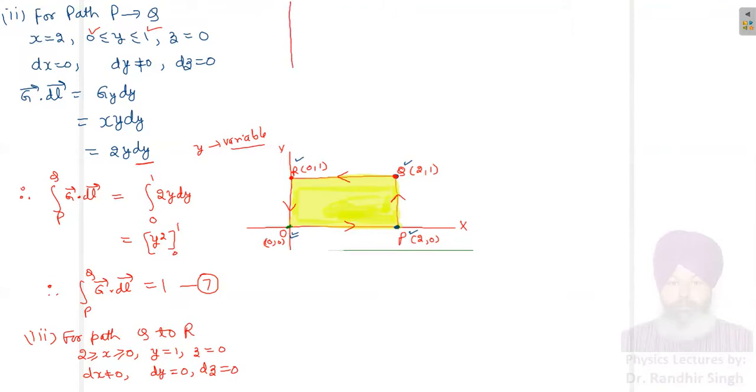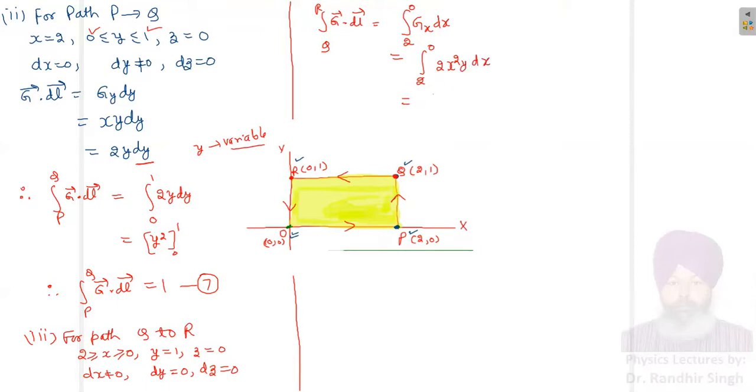Therefore the integration from Q to R of g dot dl will be simply equal to gx dx. The value of x here is 2, this value is 0, so it will be the integration from 2 to 0. gx is nothing but 2x square y, and dx.